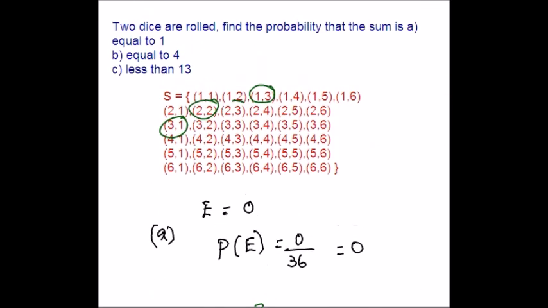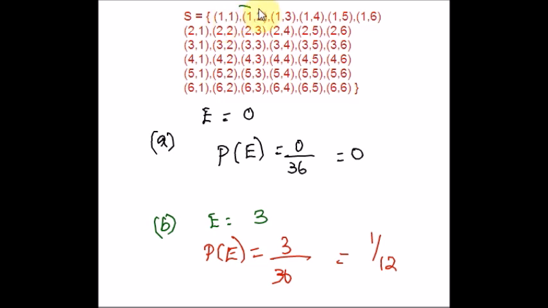Now let's move on to the third part. You should get the sum less than 13. So from the list, you have to identify all the sums less than 13. If you add these numbers, you'll get 2, 3, 3, 4, 4, 4, 5, 5, 5, 5, 6, 6, 6, 6, 6, 7, 7, 7, 8, 8, 9, 10, 11 and 12. And from the list of the sample space, you can see that all the outcomes will give you a number less than 13, and no sum of the two outcomes is equal to 13 or greater than 13.